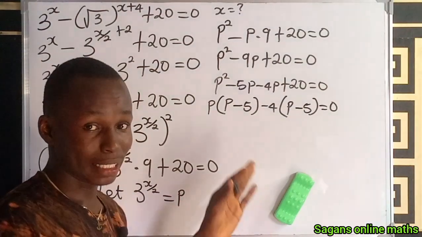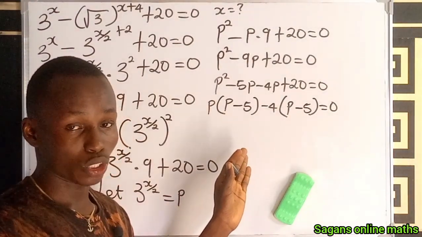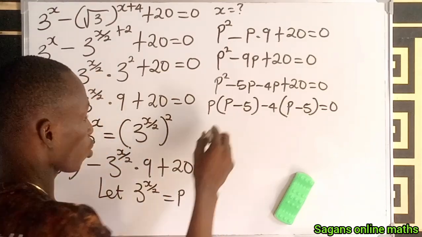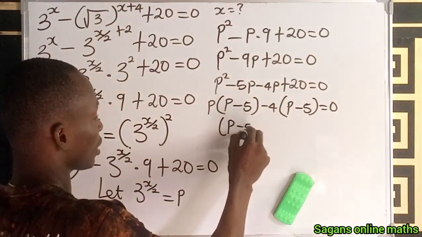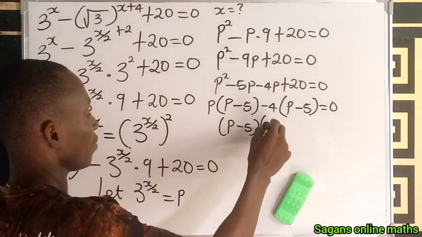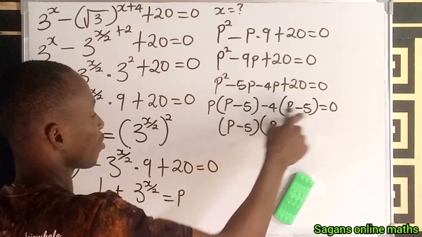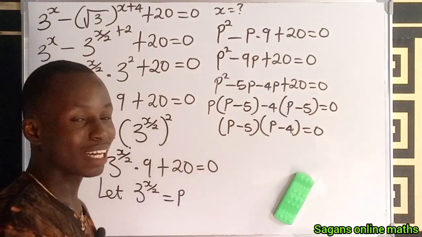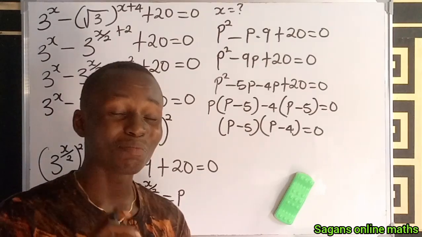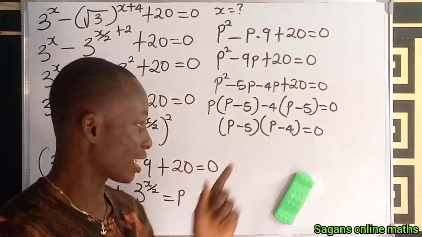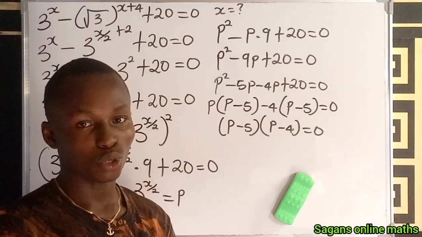Now here, we can also see that something is common. What is common here is p minus 5. We can bring it out in parentheses as p minus 5 is common, as you can see. Then, if you divide p times p minus 5 by p minus 5, we have p. If you divide minus 4 times p minus 5 by p minus 5, we have minus 4. Everything is equal to 0. Now take note that when the product of two terms is equal to 0, it means that one or both of them are equal to 0, as you can see, or individually they are also equal to 0.